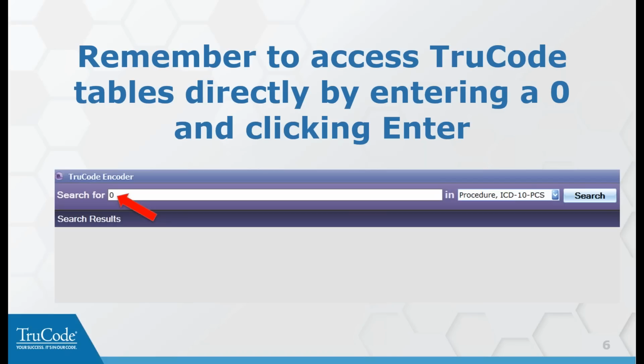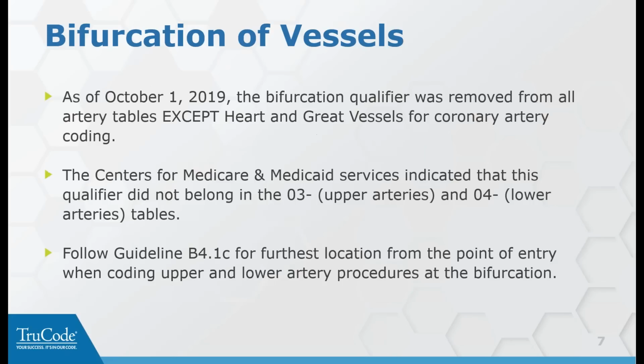All right, so now the bifurcation, I chose to show you the 0-2 table for heart and great vessels because as of last October 1st, the bifurcation qualifier is only in heart and great vessels. They got rid of it everywhere except there. And CMS just said that in the past they'd received a request to put that qualifier for all of the arteries. And they actually finally figured out it really didn't belong in upper and lower arteries. And so they took it away.